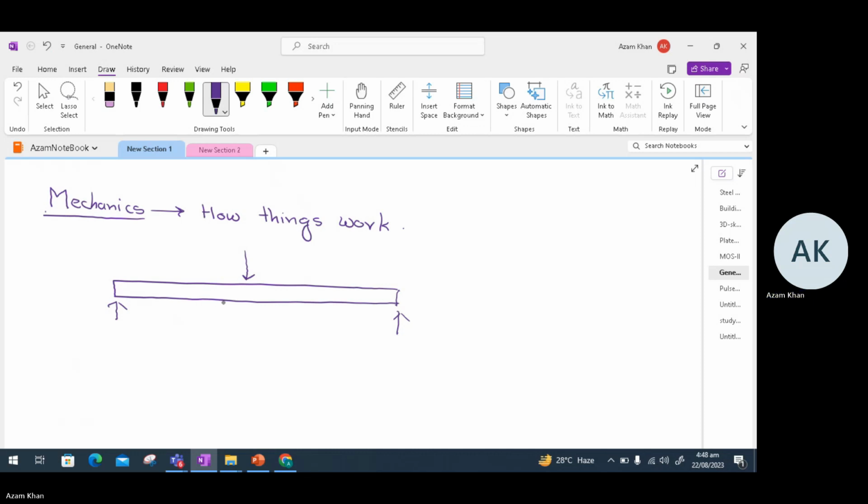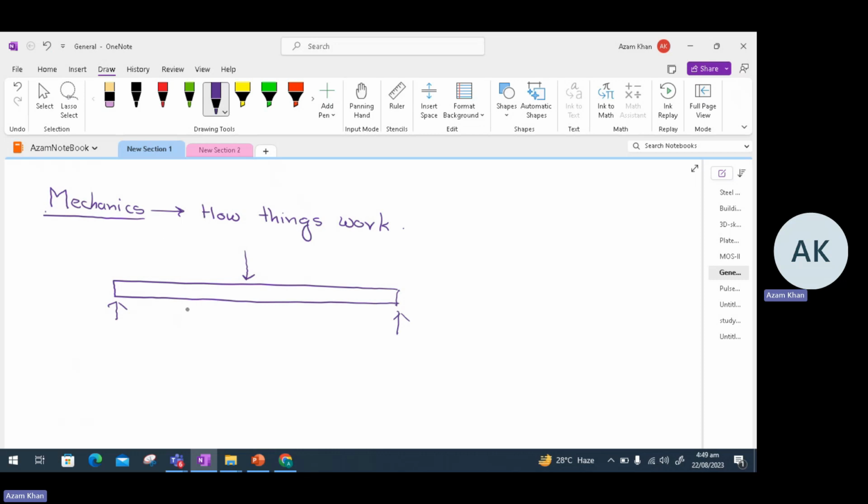In mechanics, we actually go a bit deeper into the flow of force, or stresses, within a structure, and how this beam is able to transfer the load to the support. This beam is made up of many atoms or molecules, so how do these molecules transfer the load and bring it to the support? That whole study is covered by mechanics.